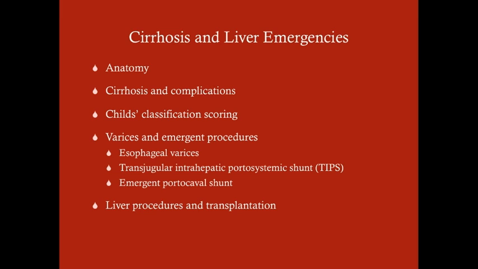and then some of the initial therapies that we use, which are primarily endoscopic. And then we'll talk about the TIPS procedure, which is a radiologic procedure that's done semi-surgical, and then emergent portocaval shunting, which is an open surgical procedure. Then we'll finally go into these procedures more in depth.